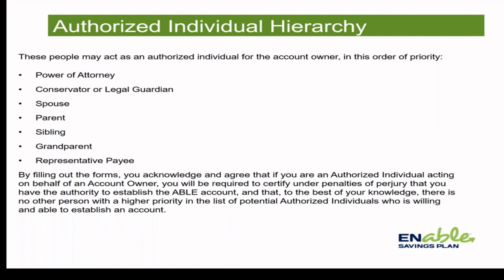You can see it's still got the power of attorney and the conservator or legal guardian, but it also has spouse, parent, sibling, grandparent, and representative payee. And now there is also a specific order for who can open the account. Let's say a grandparent wanted to open the account for their grandchild. Everyone above the grandparent on this list would have to waive their right to open the account on that account owner's behalf. If the grandparent wanted to, but the spouse wanted to, then the spouse gets priority.